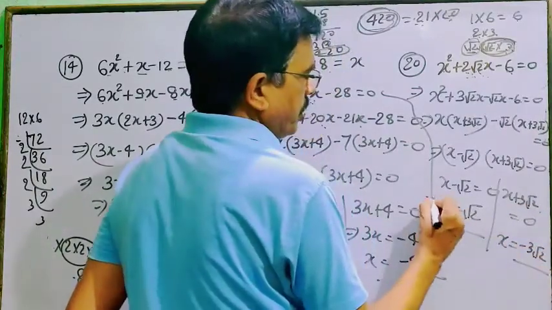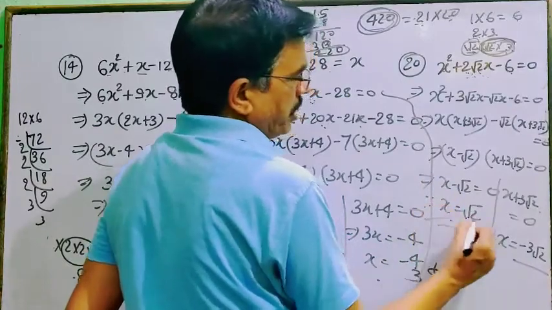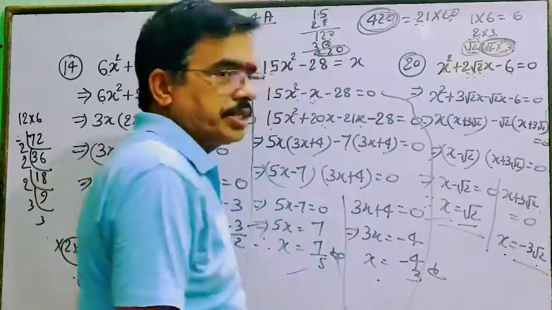So there are two solutions. That is, what is the value of x? One is root 2, another is minus 3 root 2.